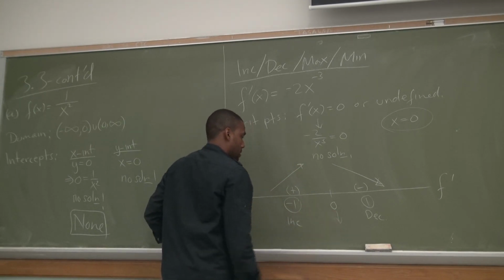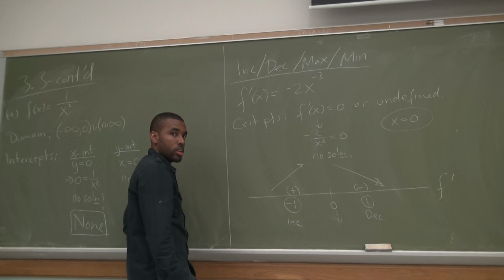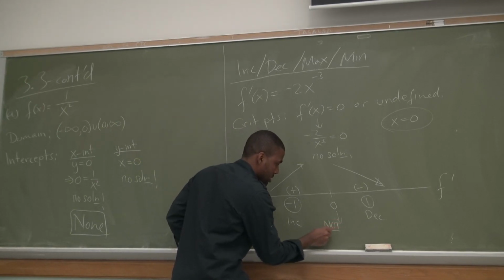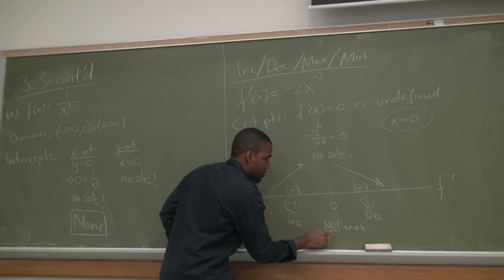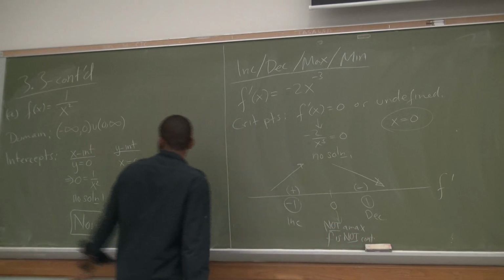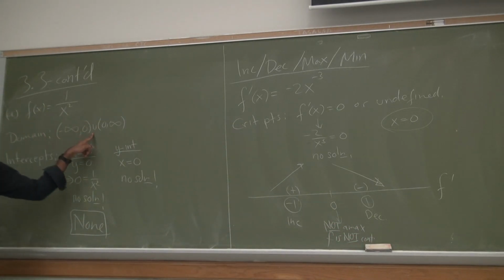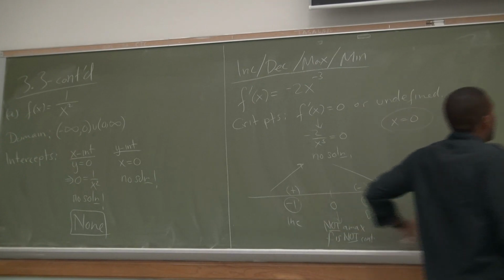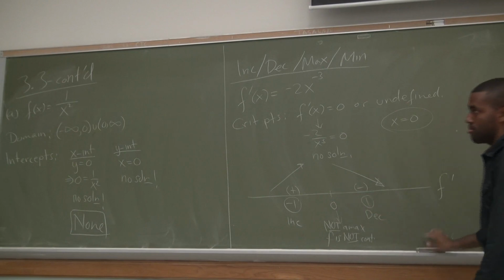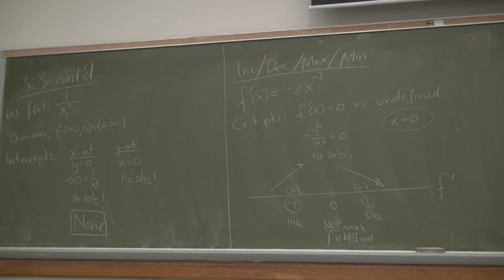Is this point a max then? Why not? Right, notice that it's not a max. F is not continuous there. That's not in the domain. It doesn't work at 0, so there's nothing at 0. So there was one candidate for maximum, but it doesn't work. There are no candidates for minimum, so that's it.